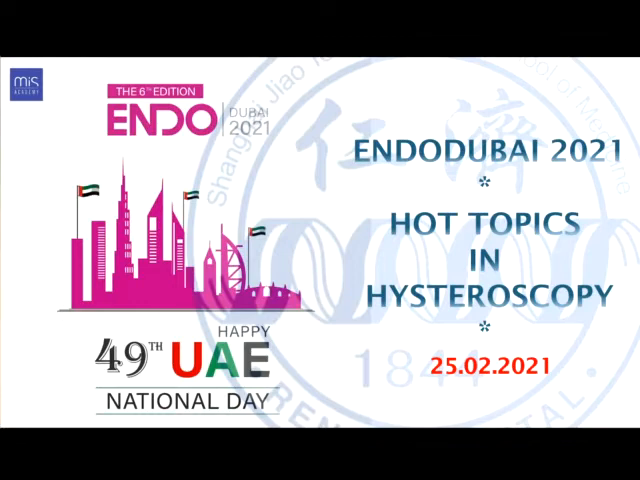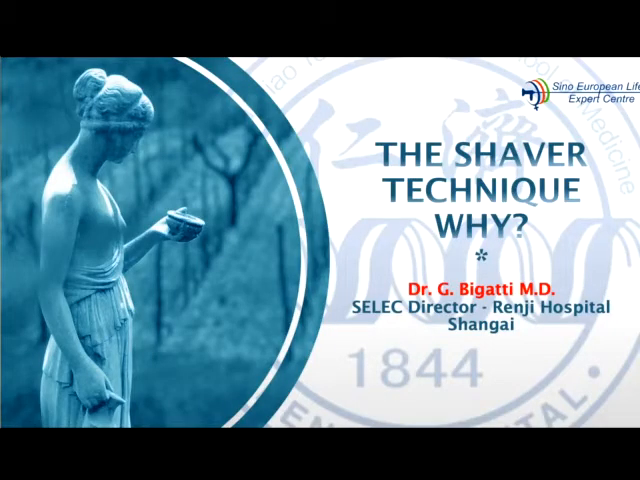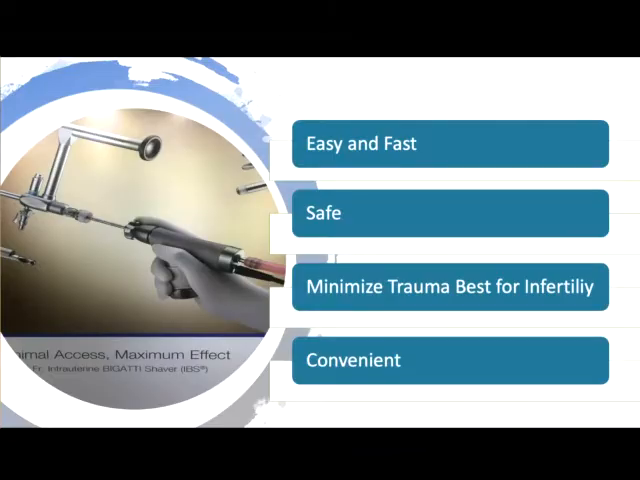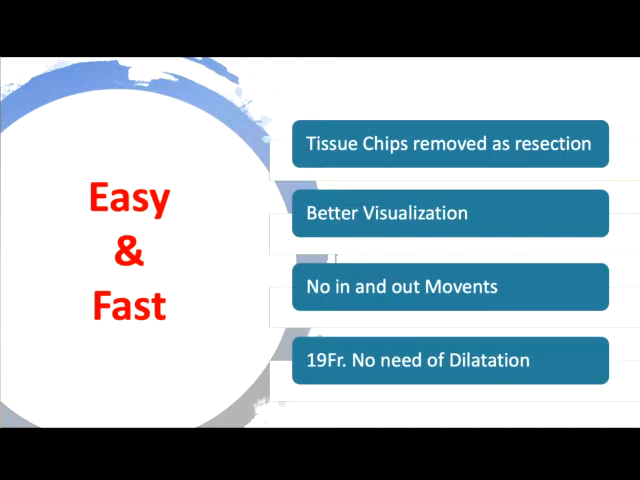The title of my presentation is the shaver technique. Why? Let me explain why I think that the shaver technique should be the first choice procedure in operative hysteroscopy. I believe that the shaver is a good device because it is very easy to use, very fast, very safe, it minimizes trauma, it is the best choice for infertility patients, and in the end it's also convenient. Let me start by saying why I think that the shaver is easy and fast.